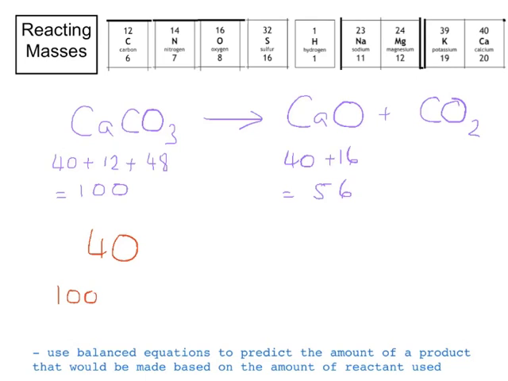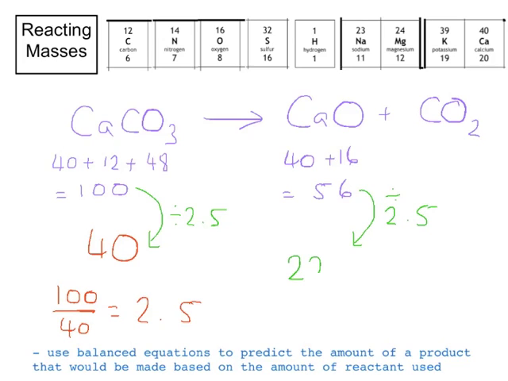So to do that, I need to do 100 divided by 40, and that equals 2.5. So I know that to get from 100 to 40, I need to divide by 2.5. So to work out how much calcium oxide I would make, I divide 56 by 2.5, which equals 22.4. So I know that if I used 40 grams of calcium carbonate, I would make 22.4 grams of calcium oxide.